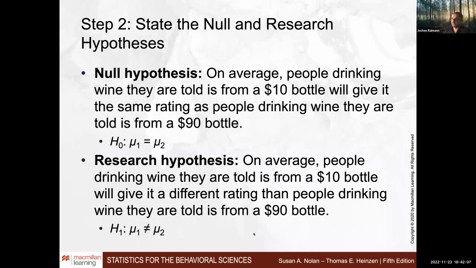Which basically would say that people who are drinking the same bottle of wine, being told it's a $10 bottle of wine, will rate the wine in exactly the same fashion as those that are being told it's a $90 bottle of wine. The research hypothesis is that the price actually will affect these ratings, and people that drink the purportedly $90 bottle of wine will rank the wine differently, higher or lower. It's a two-tailed hypothesis, both are possible.